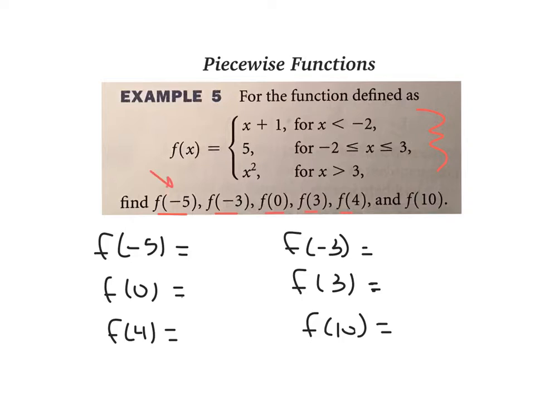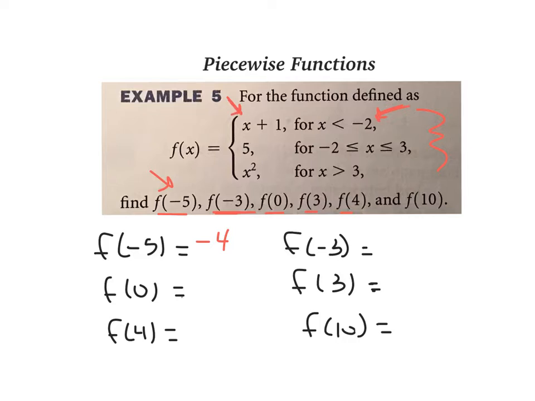Whenever you see something like f of -5, you know what that means. Take the -5 and plug it in. So what I'm looking for is where do you plug -5 in? Well, I'm going to plug it in here because -5 meets that condition. It is less than -2. So if I plug -5 in for my x, I get -4. And that's all there is to it. Now for f of -3, -3 is also less than -2.